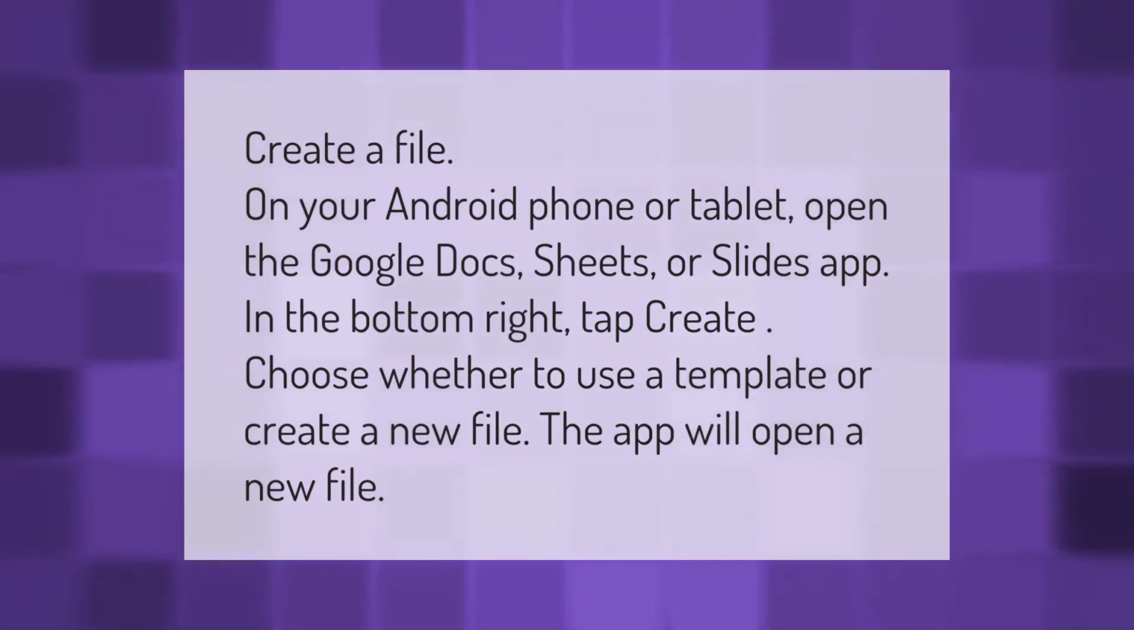Create a file. On your Android phone or tablet, open the Google Docs, Sheets, or Slides app. In the bottom right, tap Create. Choose whether to use a template or create a new file. The app will open a new file.